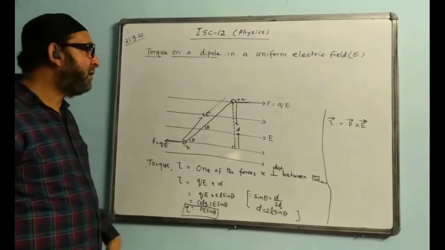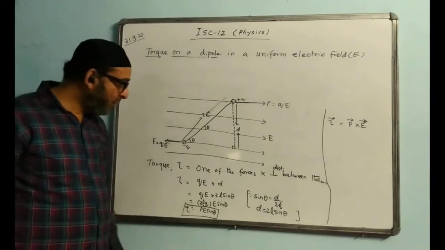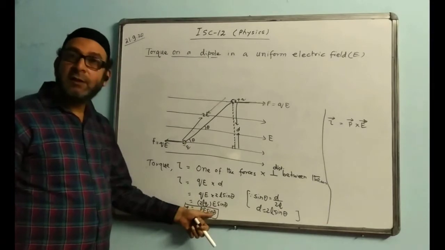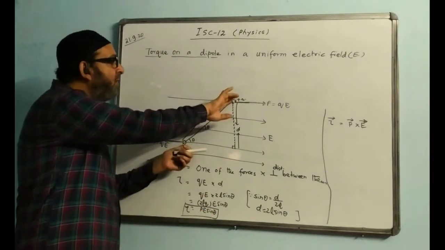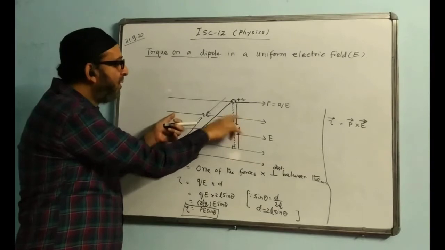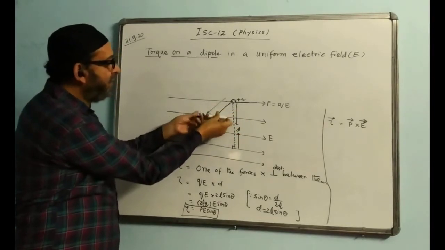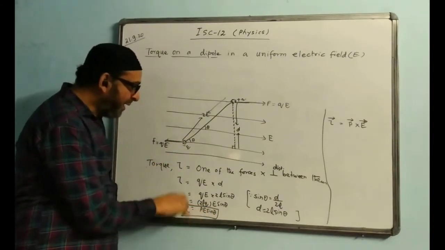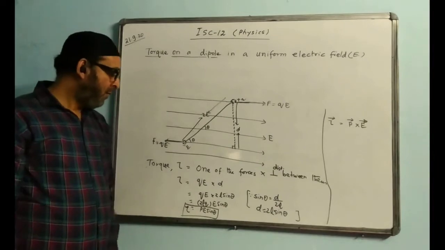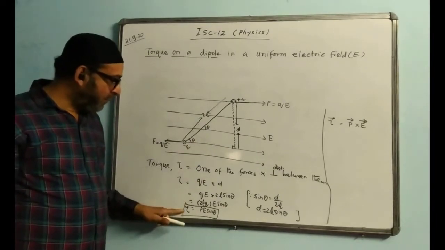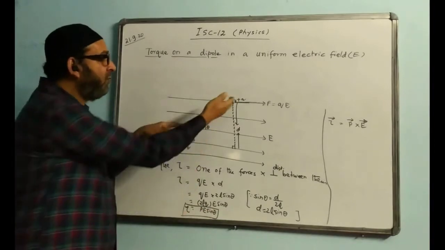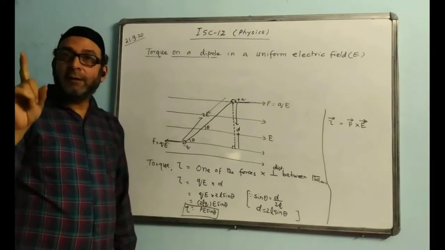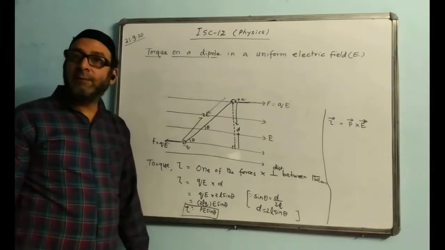I remember one year in ISC we had given this question. You can see the formula. When is the torque 0? When theta is 0 degree. That means when the dipole is exactly coinciding with the field line, the theta value is 0. Sin 0 is 0, so the entire thing becomes 0. When will the torque be maximum? When theta is 90 degree. That means the dipole is exactly perpendicular. Then the answer will come 1.